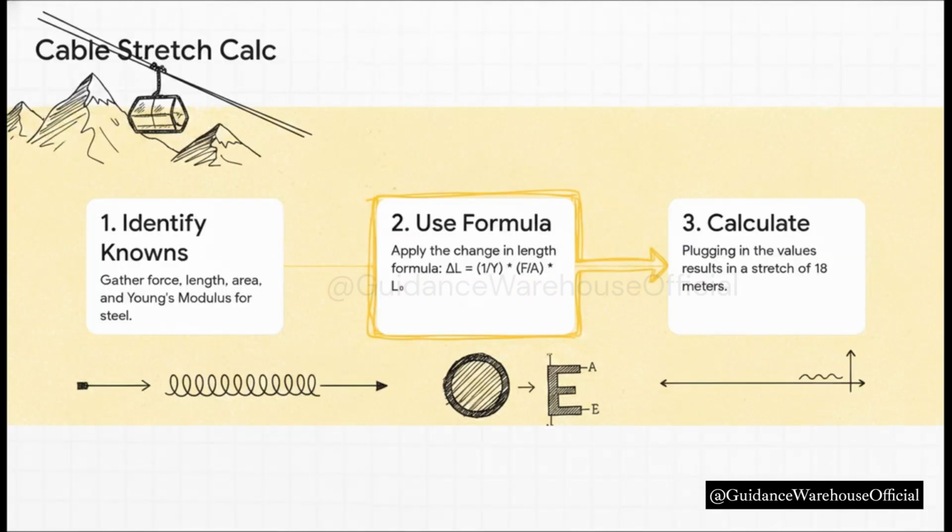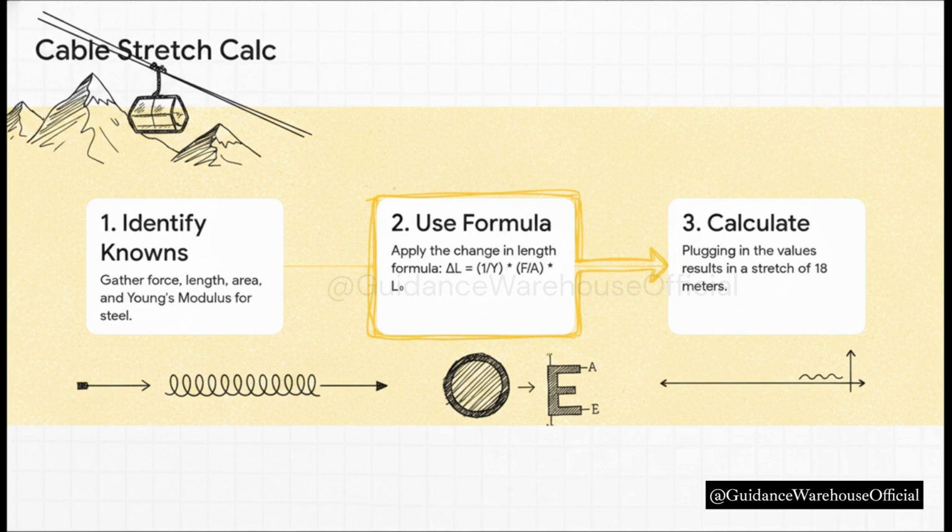Okay, let's put this into practice and see how it works with a real-world example. Imagine a huge steel suspension cable at a ski resort. It's over 3 kilometers long. How much does it actually stretch under a massive force? Well, step 1, we list everything we know. We've got the force, the original length, the area of the cable, and that all-important Young's modulus for steel. Step 2, we grab our formula, which is really just a rearranged version of that stress over strain relationship. And step 3, we plug in the numbers and wow, the cable stretches by 18 meters.